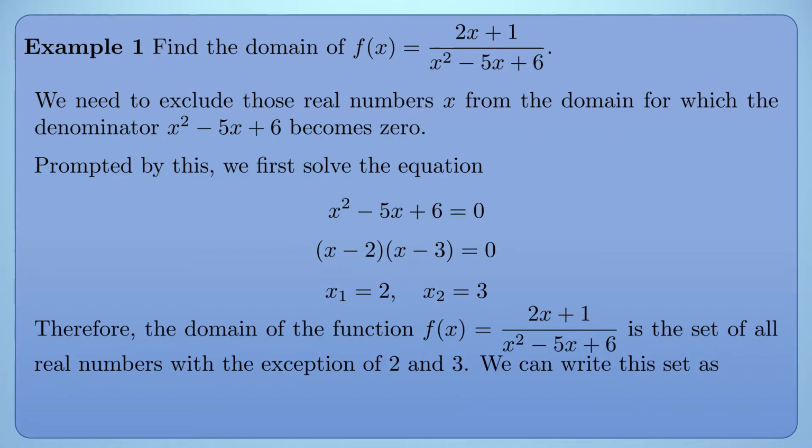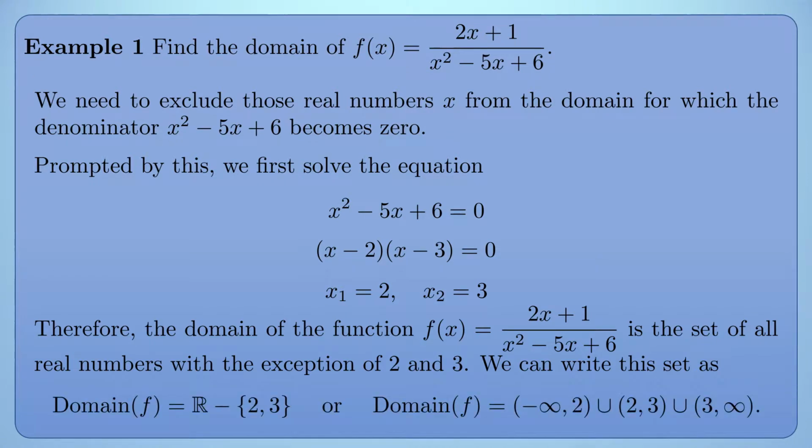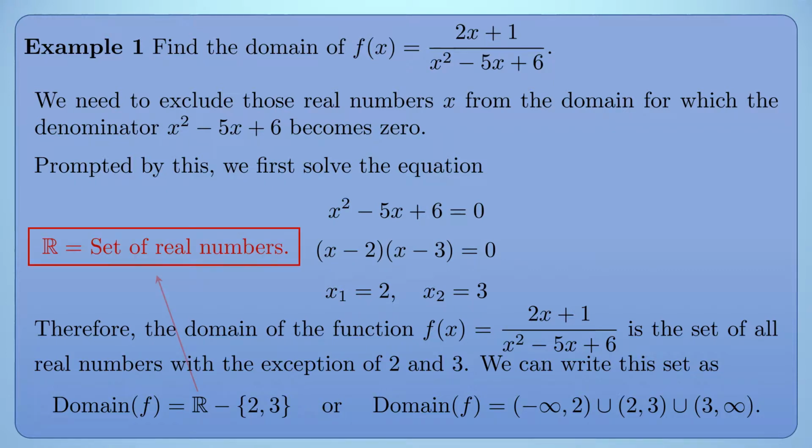We can write our domain for this function as either R minus {2, 3}, meaning we take the set of real numbers and exclude 2 and 3 from it, or using interval notation, we can write the domain of f as a union of 3 intervals, those going from minus infinity to 2, then from 2 to 3, and from 3 to infinity, with endpoints being excluded in all 3 intervals. Lastly, this fancy R that we use, again as a reminder, stands for the set of real numbers.